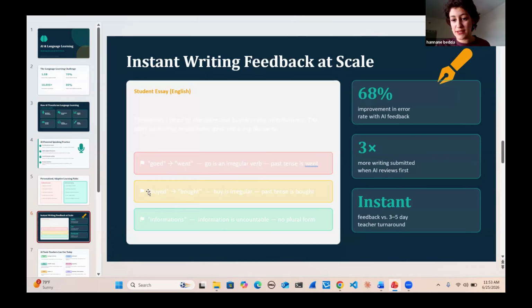So here, as we can see, based on research, the improvement in errors with AI feedback is around 68%. And students submit 3 times more writing when AI reviews it first. And we have instant feedback versus a 3-day or 5-day teacher turnaround.